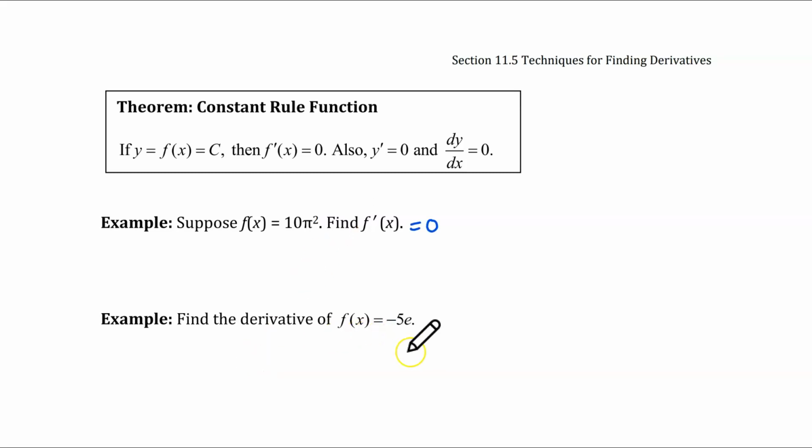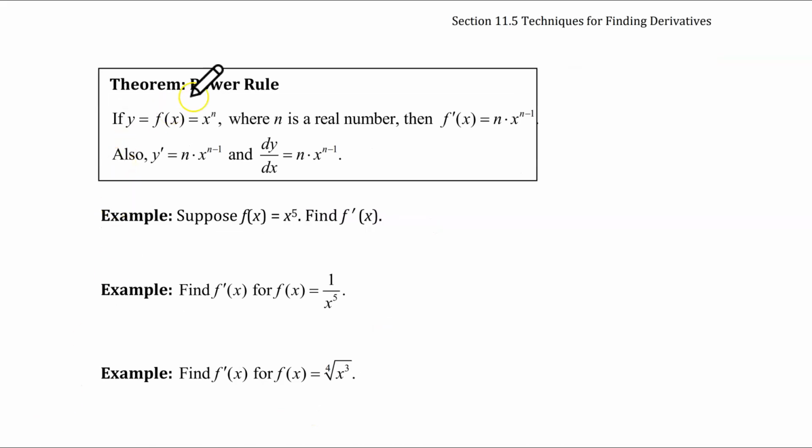Now for this second one, if f of x is equal to negative 5e, e is Euler's number, approximately equal to 2.71, and negative 5 times that Euler's number is still a constant. So therefore its derivative is equal to 0.